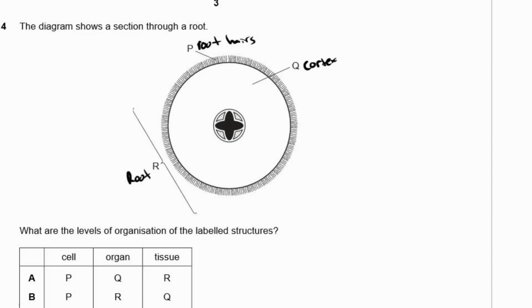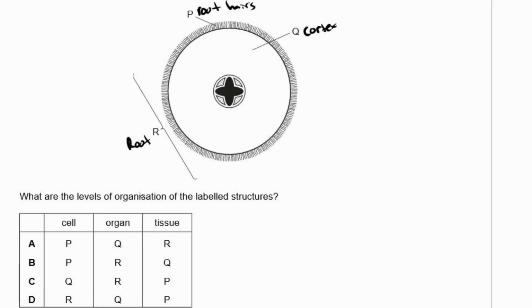All right, so let's look at this. What are the levels of organization of the labeled structures? So the cell, which one is a cell? Is it a root hair, the cortex, or the root? Well, root hairs are only one cell big. Each root hair is just one elongated cell. So that is one of those two options.